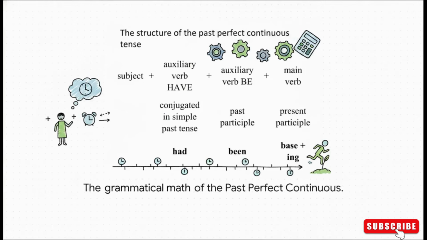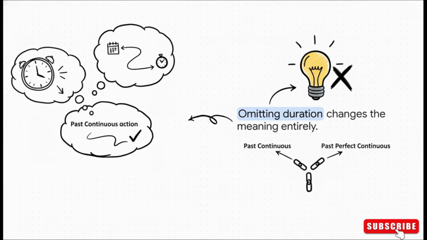But hey, what if you want to express exactly how long an action lasted right up to a specific moment in the past? That's where the past perfect continuous comes in. Following the grammatical math here, you build it by taking the subject, adding the auxiliary verb had, then been, and finally a base verb ending in ing. It's just an elegant way of expressing time in the past without having to list out every single hour and minute. You do have to be precise, though.